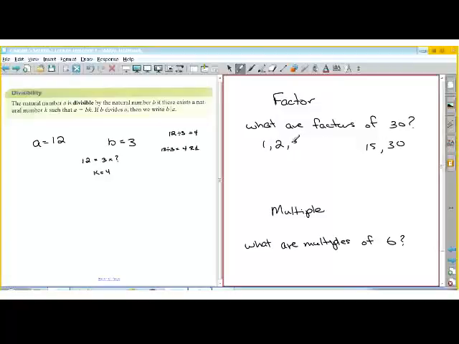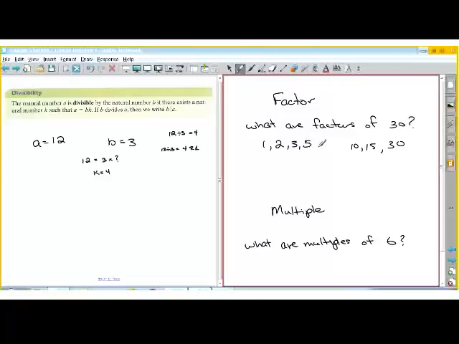And the answer is yes, so I'm going to write 30, and I'm going to write the resulting answer, which is 10. And then I'd say, okay, let me try 4. Well, 30 divided by 4 does not give me a whole number, so I'm not going to put that in there. Then I try the next number, which would be 5.